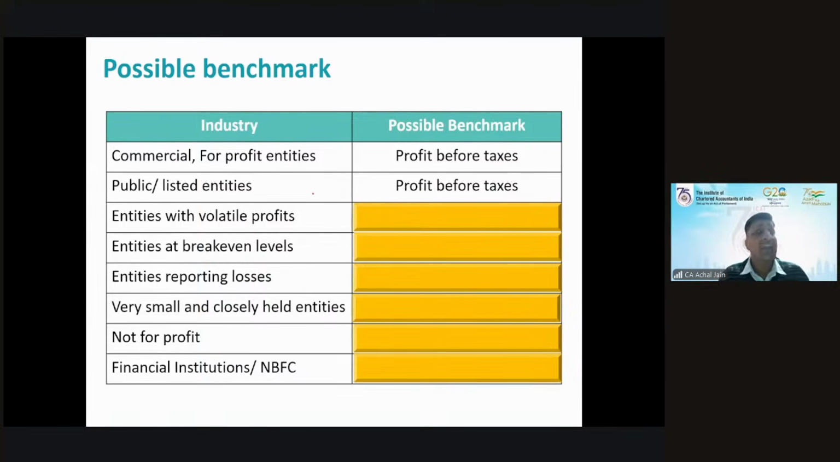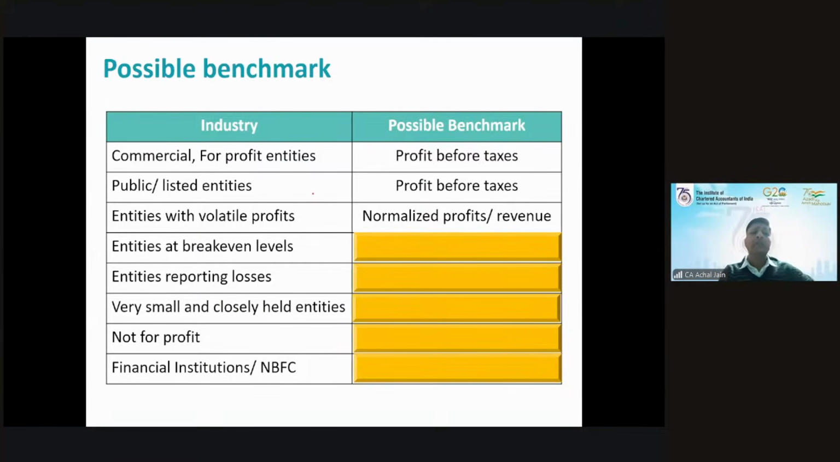But suppose the company has profits year on year, but with volatility: in a particular year the profit percentage is 1, next year 10%, next year 15%, then 3%. So the volatility is what you see in the profits. In such a case, do you really go with PBT? The answer is no. Either you will normalize the profits, if that is achievable, or the better benchmark will be revenue. When we say benchmark, it means you will keep that as the base for computing the threshold.